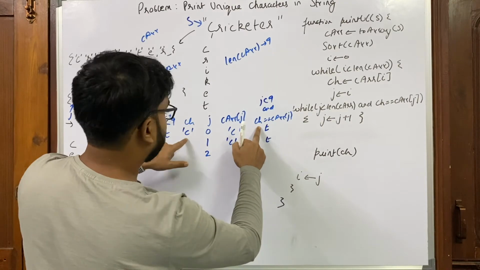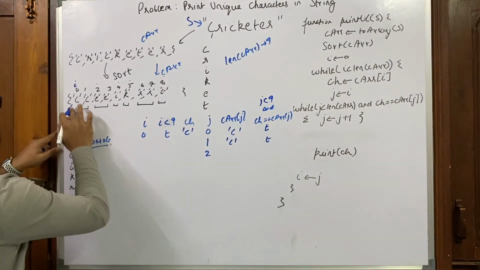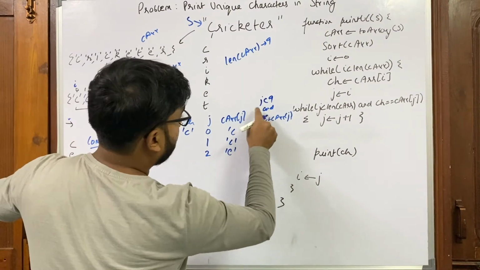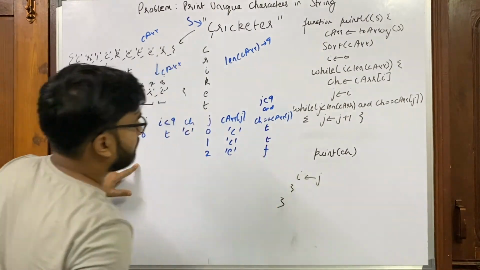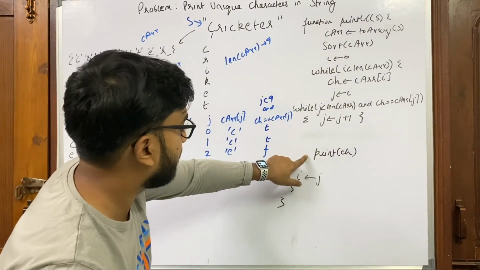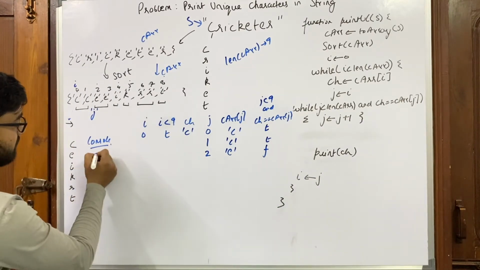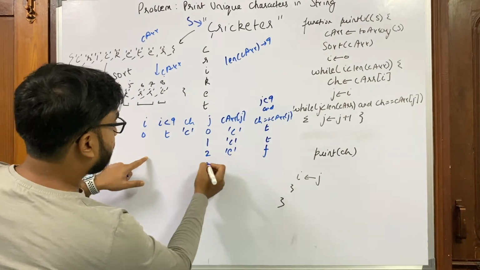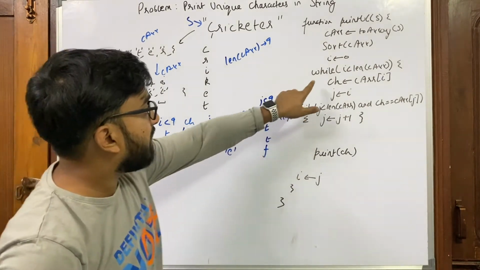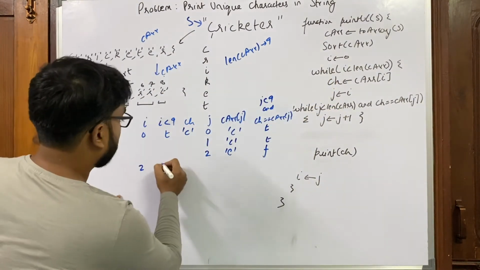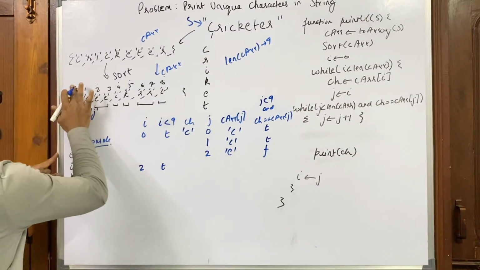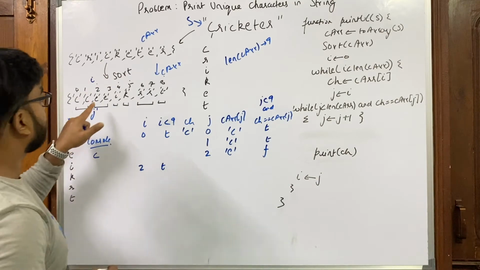Ch is C. CARR of J is now pointing here, which is E. So true and false gives false. Come out of this while loop, you come here, print ch. So your output is C. You set I to J, so I becomes 2. You come back to check this, I is less than 9, true. 2 is less than 9. Ch is CARR of I, at index 2, so this is E.